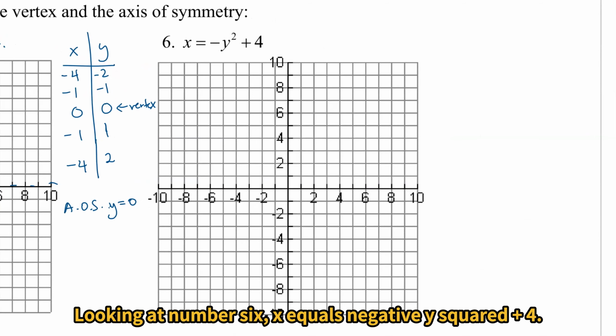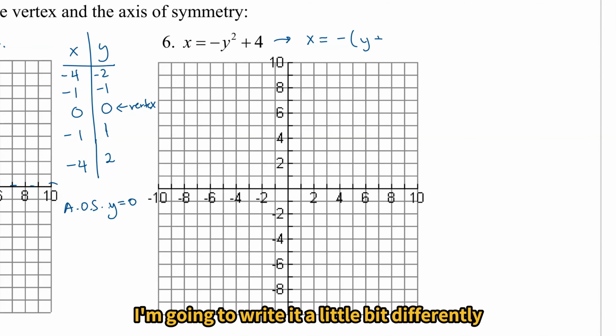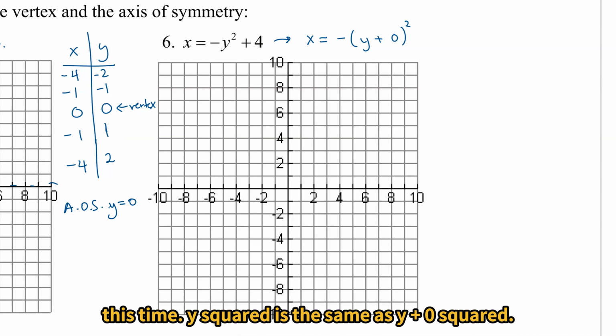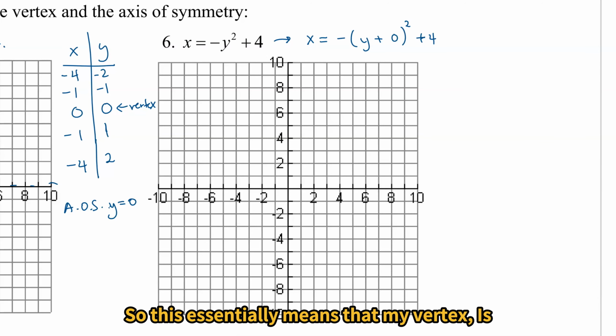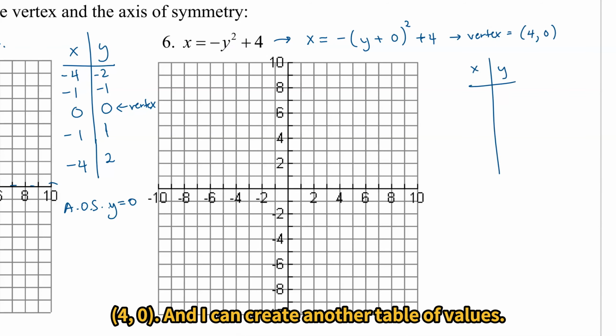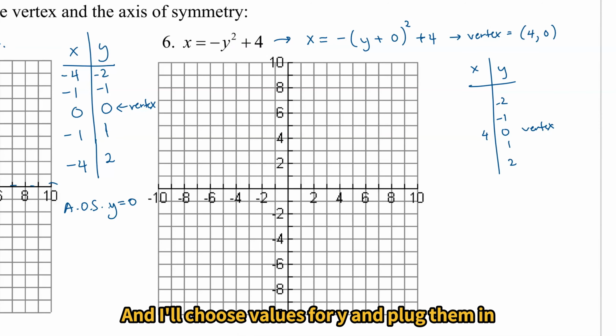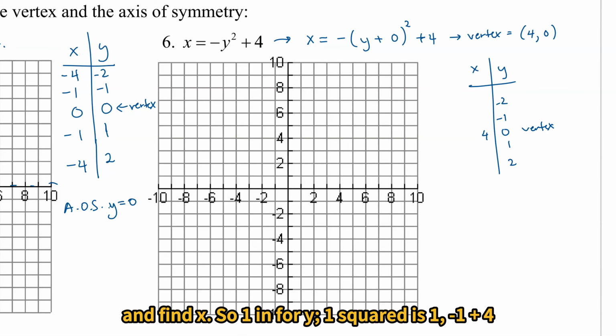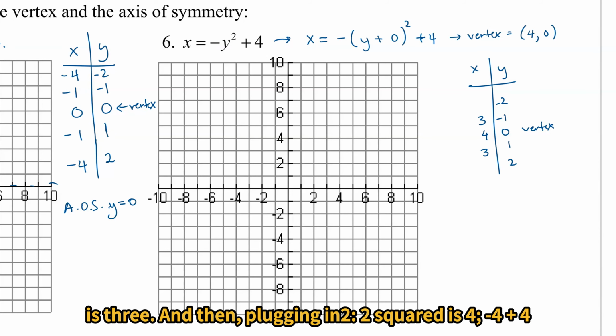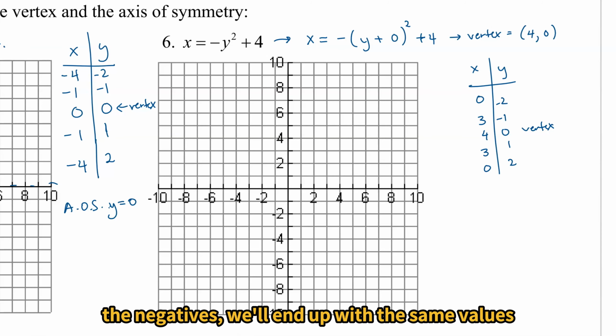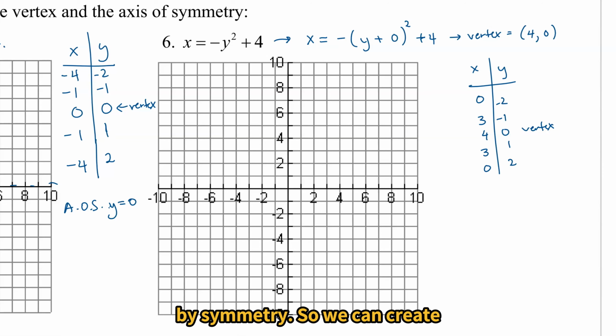Looking at number 6, x equals negative y squared plus 4. I'm going to write it a little bit differently this time. y squared is the same as (y plus 0) squared, and the plus 4 on the outside. So this essentially means that my vertex is (4, 0), and I can create another table of values. (4, 0) is my vertex, and I'll choose values for y and plug them in and find x. So 1 in for y, 1 squared is 1, negative 1 plus 4 is 3, and then plugging in 2, 2 squared is 4. Negative 4 plus 4 will give me 0. And then if we plug in the negatives, we'll end up with the same values by symmetry. So we can start to graph (4, 0), (3, 1), (3, negative 1), (0, 2), and (0, negative 2).